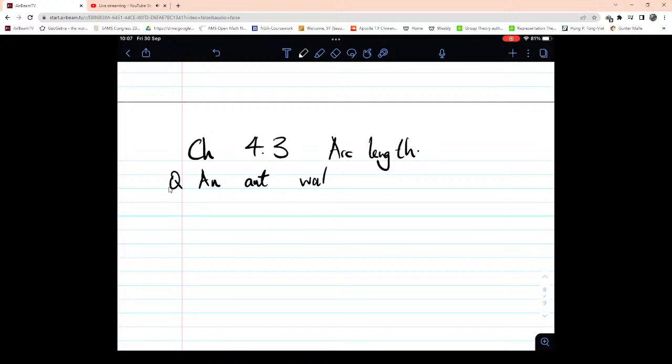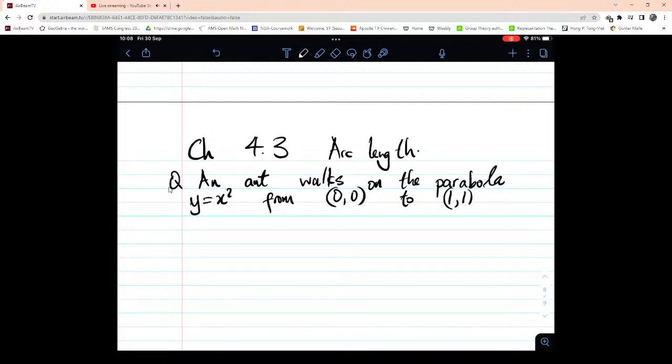Let me just write it in this way. Suppose you think of an ant which is walking along some path which is a parabola, y is equal to x squared, and it's moving from the origin to (1, 1). How many units did the ant walk?